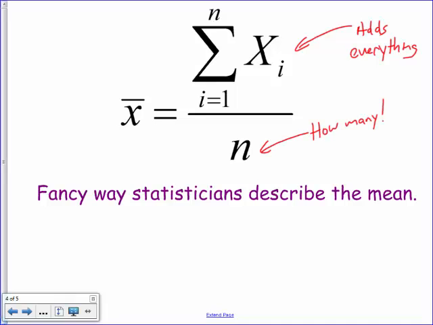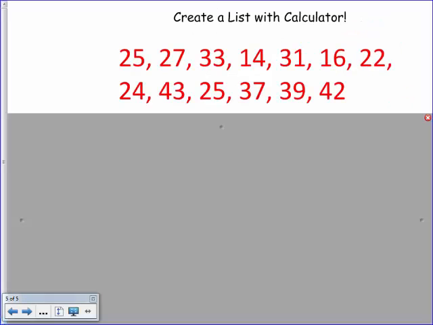So it's just kind of a fancy way to write it. So remember, X bar means mean. So to find the mean, we add them all up, that's that notation up above, and divide by how many there are. All right, so let's take a look at our calculator here.